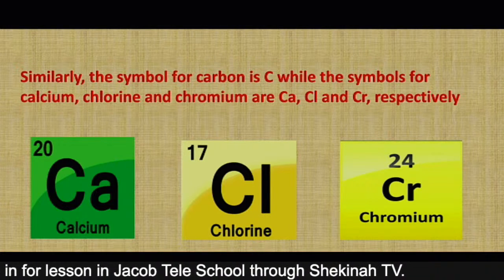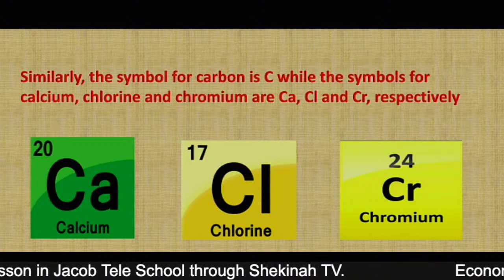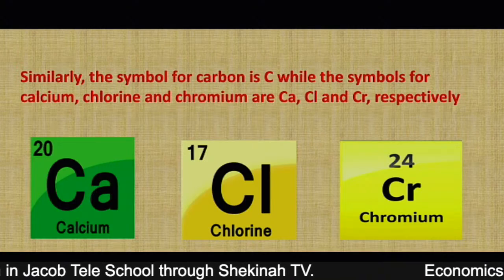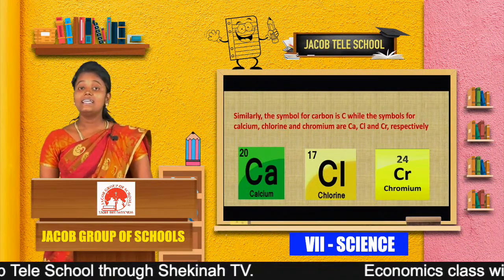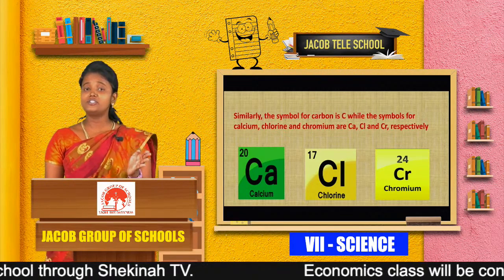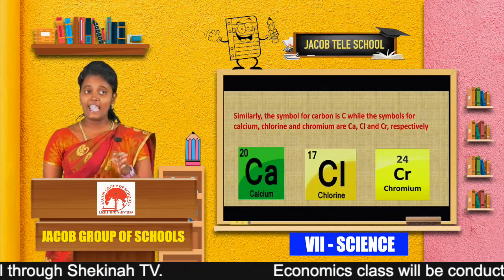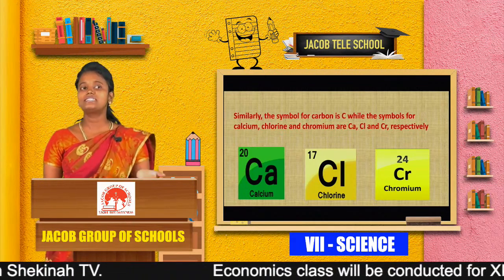Listen to it. First of all, calcium. What is the symbol of calcium? That is capital letter C and small letter A, because C is the carbon symbol. Am I right? So what have they done? They have added the second letter of calcium, that is A. So the symbol of calcium is Ca.